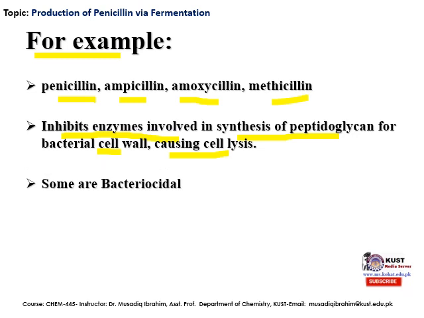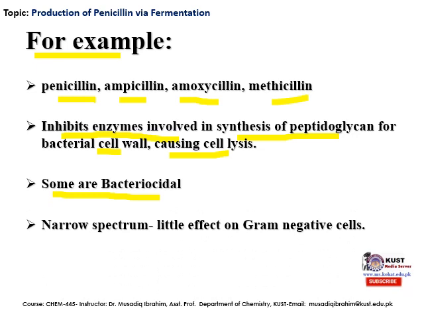Some of the antibiotics are bactericidal. So there are two types of antibiotics. One is bactericidal, which means that they kill the bacteria, and the other is bacteriostatic, which means that those antibiotics stop the growth of the bacterial cell.